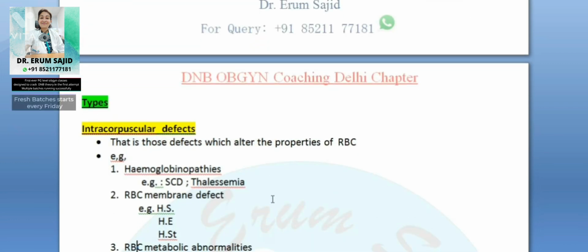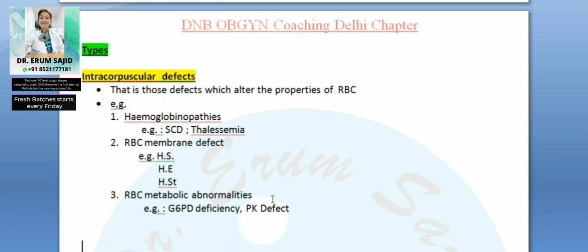Now there are different kinds of hemolysis. It could be an intracorpuscular defect. That means the defect lies inside the RBCs. For example, all kinds of hemoglobinopathies or RBC membrane defects, or maybe certain metabolic abnormalities inside the RBC, like G6PD deficiency or pyruvate kinase defect.